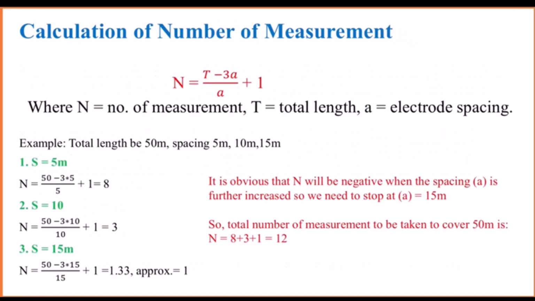The number of measurements can be calculated using the formula n equals (T minus 3A) divided by (A plus 1), where n is the number of measurements, T is the total length and A is the electrode spacing. Here we have one example we have solved, and measurements should be continued until the n value becomes negative.